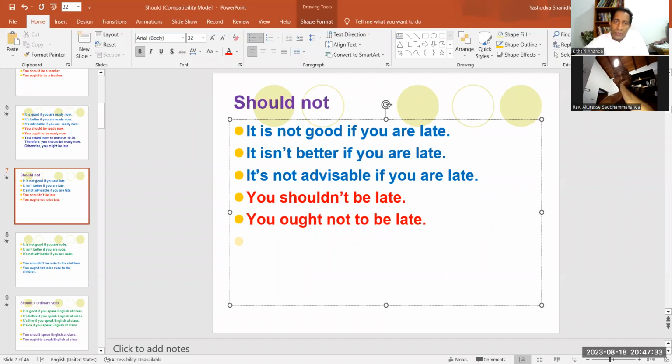You shouldn't be late. It is not good. It is not better. It is not advisable if you are late. You ought not to be late. Actually, now you know that we use should whenever we want to share or present an idea in the form of a suggestion.